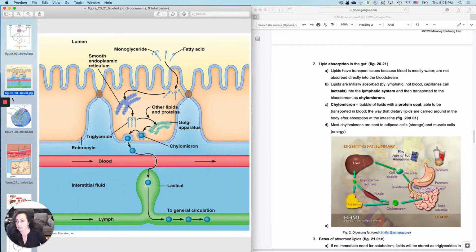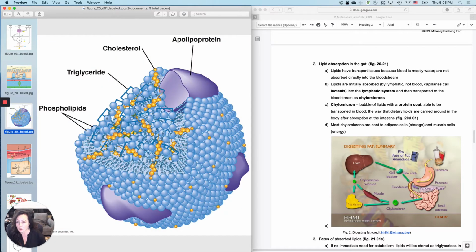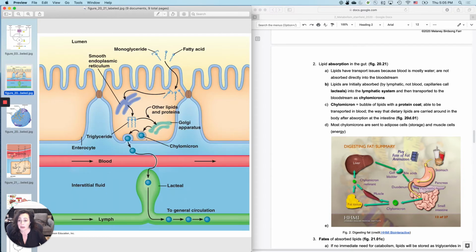And this is what it looks like if you blow it up. There's a whole bunch of lipid portions in the middle. There are some phospholipids. There are some lipoproteins. These right here around the outside make it slightly more water soluble, so it's easy to transport. Anyway, once you've got the lipid packaged up into this little lipid bubble with some proteins on the outside, then you move it into the lacteal.